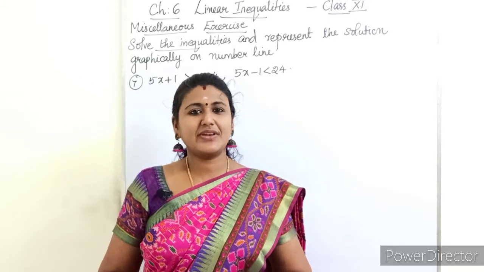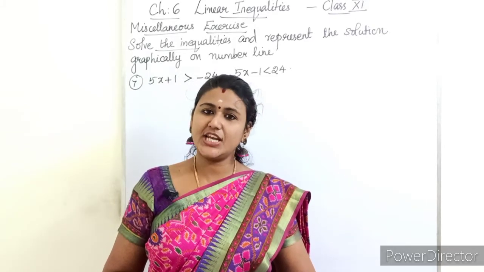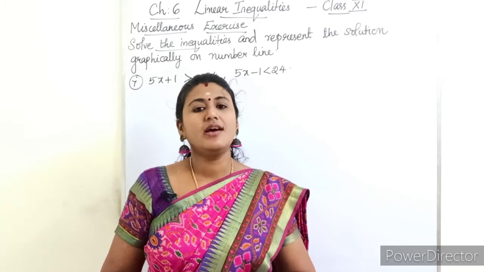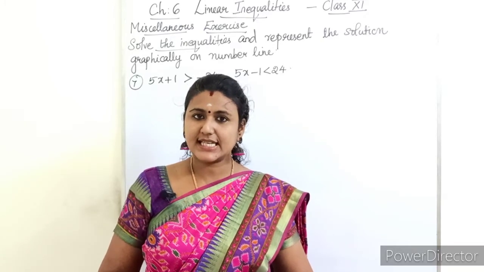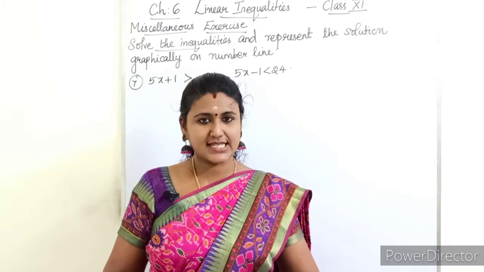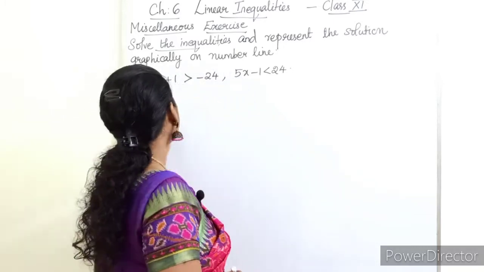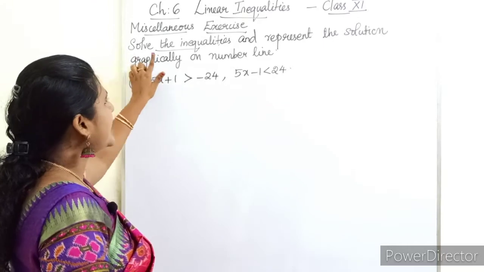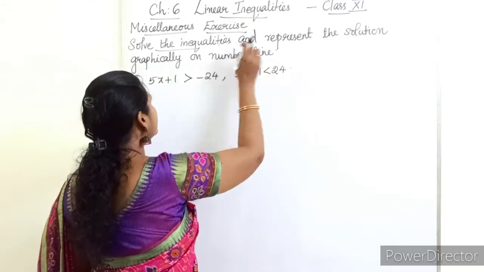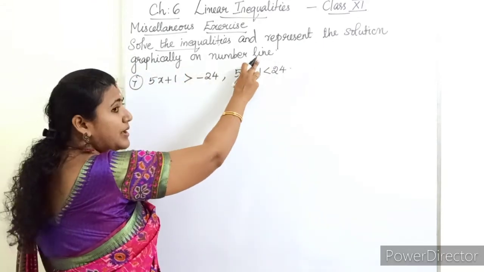In today's class we will continue with the chapter Linear Inequalities of Class 11. We were doing the miscellaneous exercise and we have completed the first 6 questions. Today we will see question number 7 onwards. So the question is, solve the inequalities and represent the solution graphically on the number line.